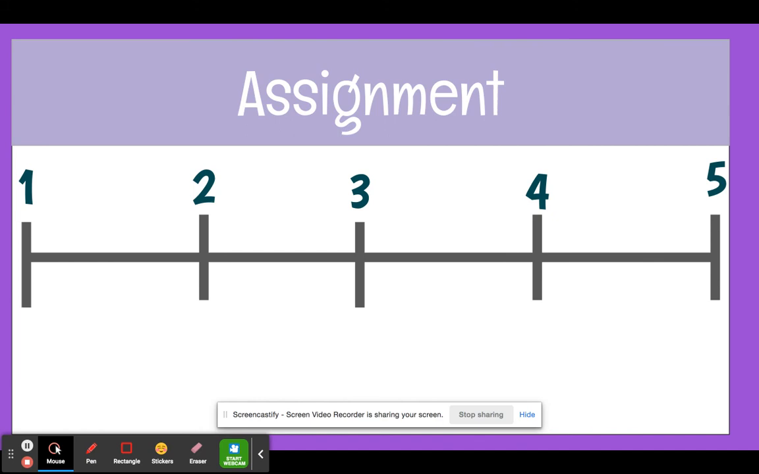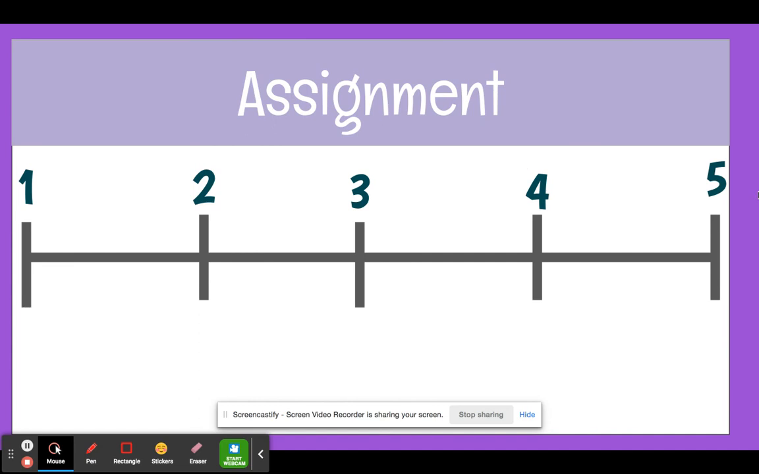Your first job is going to be to get out your piece of paper and make your timeline look just like mine. So you're going to draw a big horizontal line and then 5 marks just like this with the numbers above it. So this is going to represent when you are 1 year old, 2 years old, 3 years old, 4 years old, and 5 years old. Okay, so that's your first step. Make your paper look just like mine.